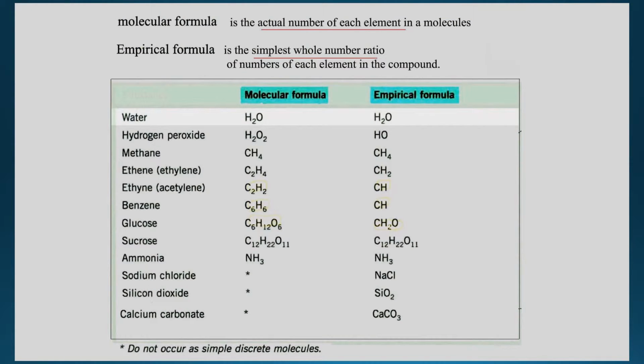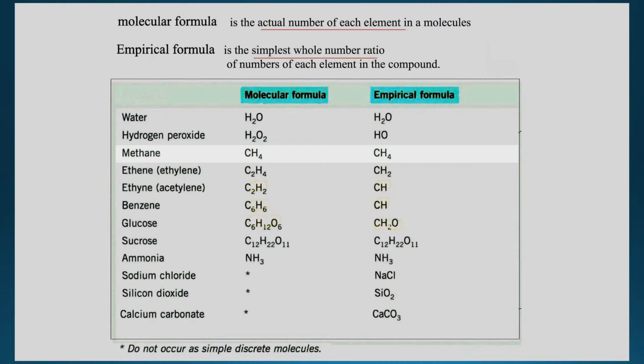As we know, molecular formula is the actual number. Empirical formula is the simplest whole number ratio. Now let's look, for example, H2O. You can't make it any simpler than H2O. So molecular formula and empirical formula are the same. We look down. H2O2, yes, if you divide by 2, it becomes HO. So you can write it in empirical formula.